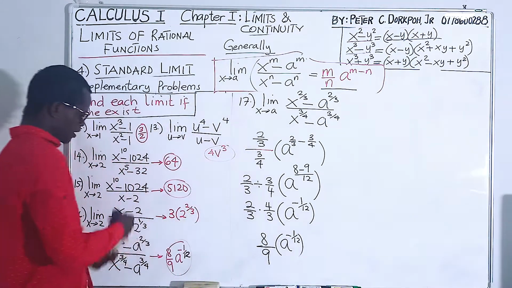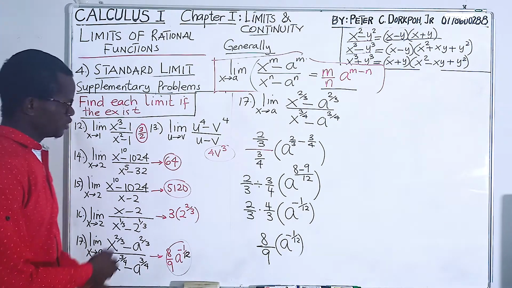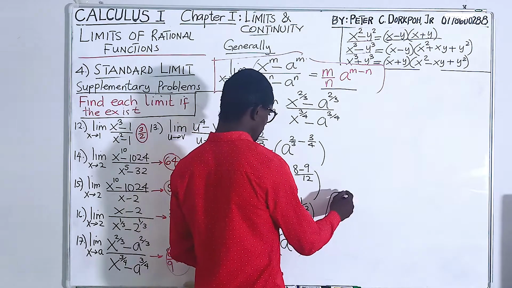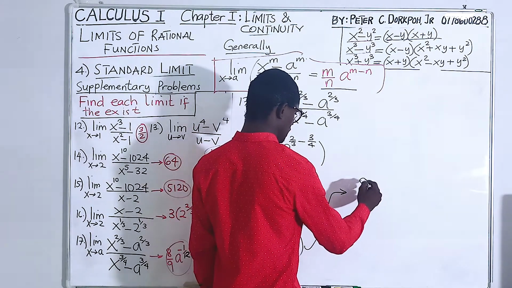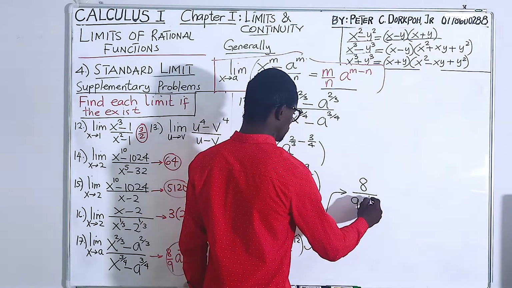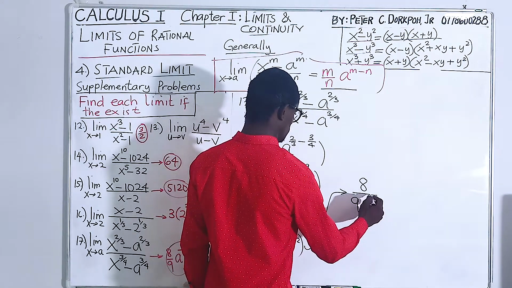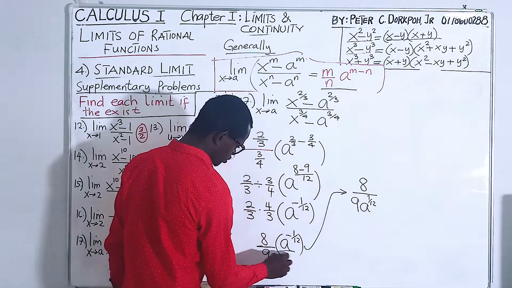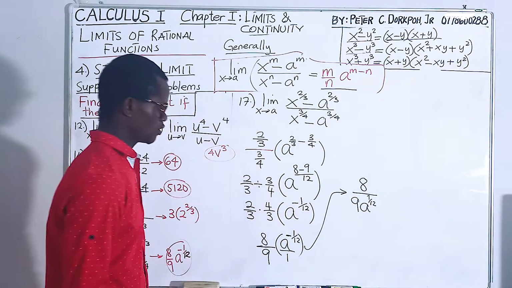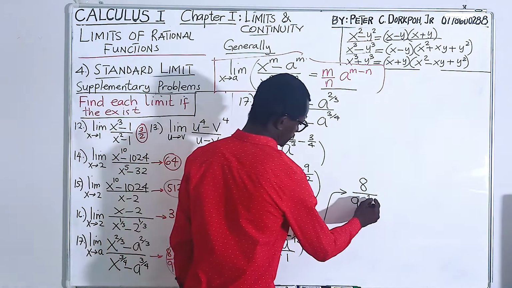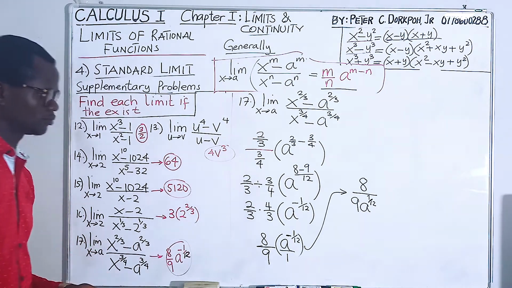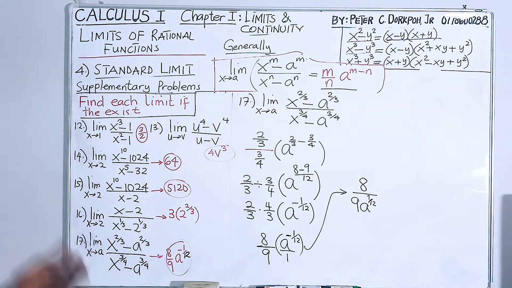So if the answer is negative 1 over 12, you can maintain it. If you don't want the answer to be negative, you can now rewrite it as 8 over 9 a raised to the power positive 1 over 12. Because if you send this expression within the denominator, the power changes from negative to positive or from positive to negative. So that is our final answer. So the rest of them now you can practice.